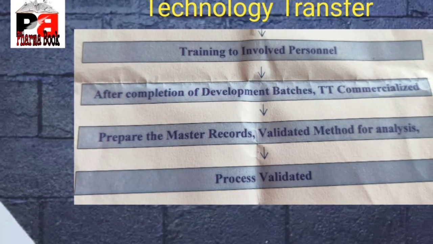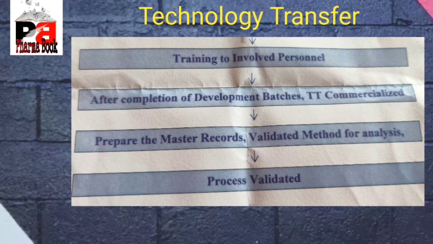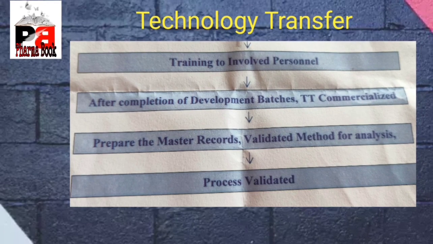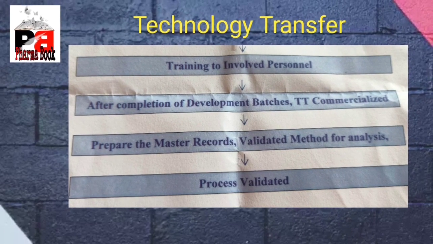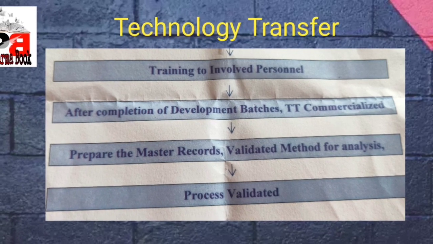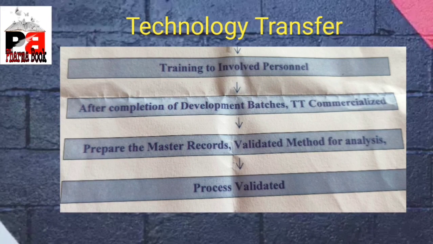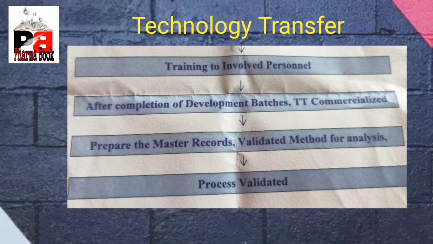Before going to commercial manufacturing, prepare the master production records and verify whether the analytical procedures are validated or not. Then validate the process as per the process validation plan. And finally, prepare a report for this.